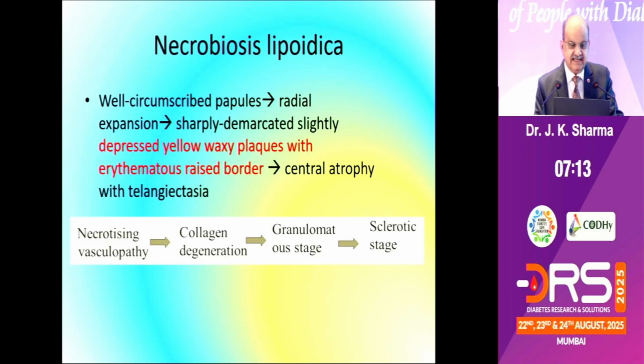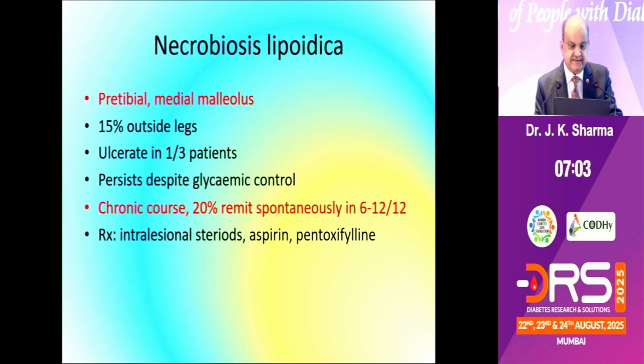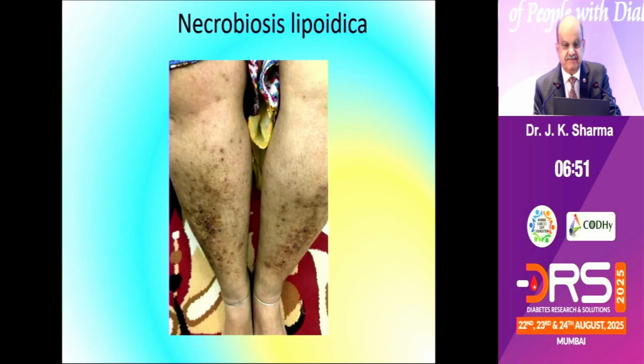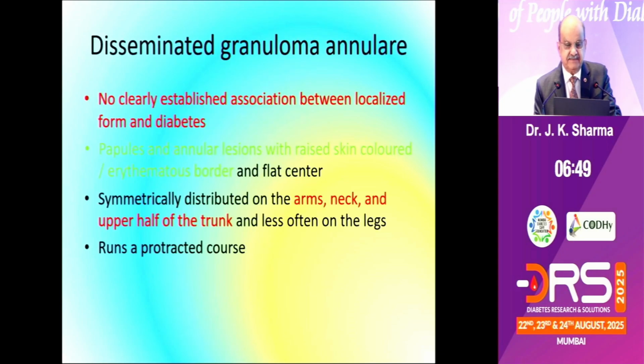Well circumscribed papules, radial expansion, sharply demarcated slightly depressed yellow waxy plaque with erythematous raised border, central atrophy with telangiectasia. And they are pretibial, over the medial malleolus, chronic course, 20% resolve spontaneously in 6 to 12 months, and this is very typical of necrobiosis lipoidica. This is another picture.